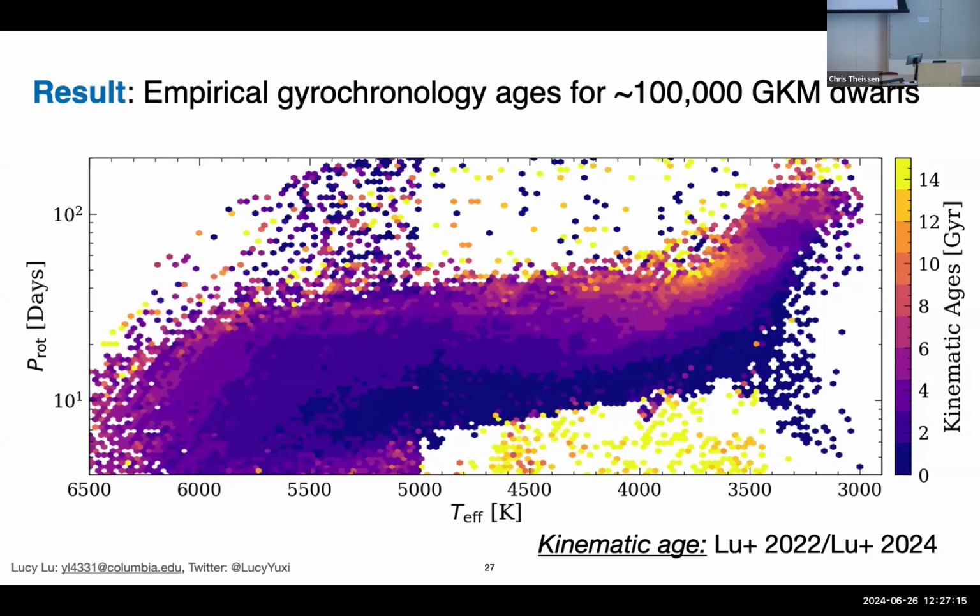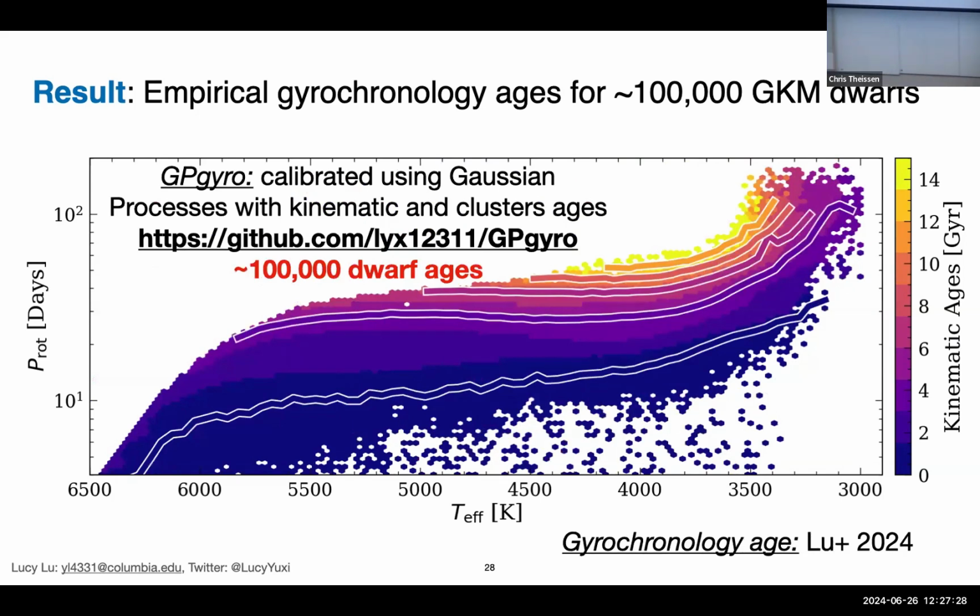So let's go back to the kinematic ages. What we did is we calibrated a gyrochronology relation using these kinematic ages for the partially convective stars and fully convective stars separately, because they spin down differently. So this is what it looks like. These are different gyrochronology isochrones. And we calibrated not only using kinematic ages but also the cluster ages as well. If you want to use this package, it's on my GitHub, and all you need to input is a temperature and a period. From that, we're able to get around 100,000 dwarf ages from this calibrated gyrochronology relation.